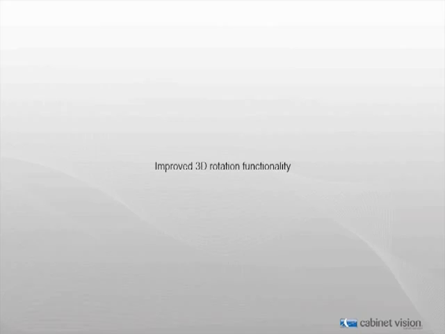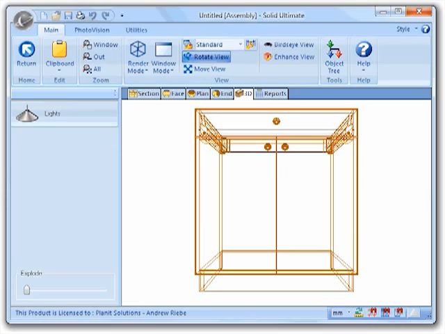With the introduction of Cabinet Vision Solid 2011 R2, additional control has been added to objects in the 3D views. More specifically, you can hold down the Control key on your keyboard while rotating an object to have it rotate around the global Y-axis instead of the local Y-axis. Let's take a moment to see how this works using a sample base cabinet object. I would like to note that this functionality can be used in all 3D views of Cabinet Vision.